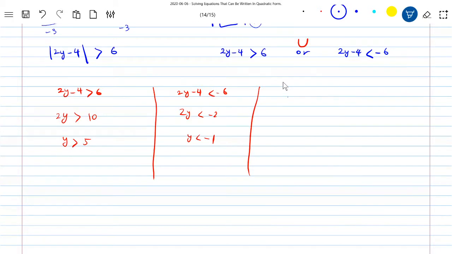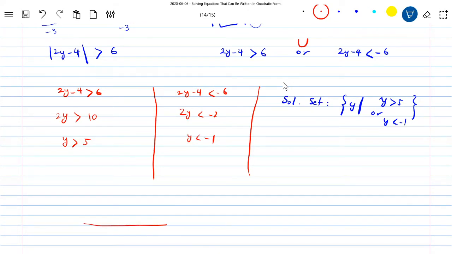What is the solution? The solution set: all those y's such that either y is greater than 5 or y is less than -1. In this case, you cannot combine these two. I'm going to keep it this way. If you graph it, you'll see sometimes it's possible to combine the solution, but in this case, not possible. I'm going to graph the solution.